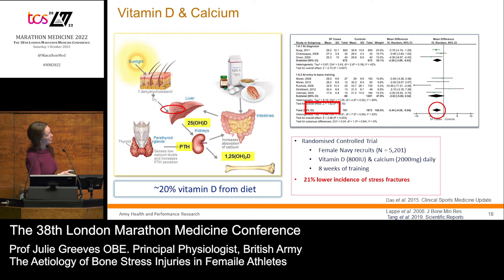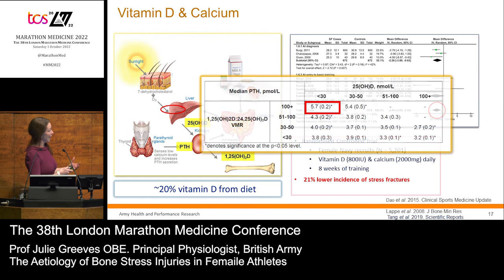This systematic review was published a few years ago looking at the effect of vitamin D on stress fracture risk. And it showed that those with low vitamin D had an increased risk of stress fracture. And that's been reported in quite a few studies. So what we need to really understand is, well, what happens if we supplement with vitamin D? And that study's been done. It's been done in an RCT in female naval recruits in the US, and the recruits were supplemented with 800 IU a day and 2,000 mg of calcium a day, and I'm going to come back to that, over 8 weeks of training, and they demonstrated a 21% reduction in stress fracture risk in training, and that saves people in training and not being medically discharged. That's significant.